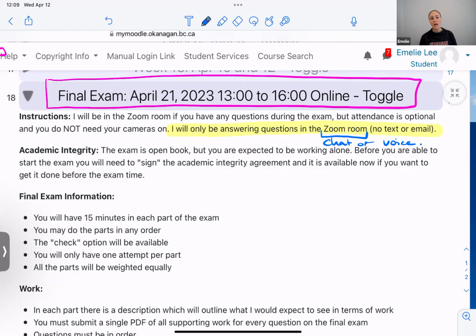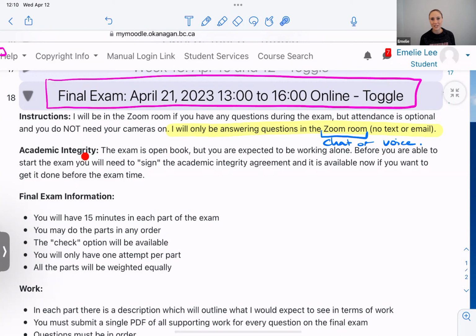I've used this final exam in the past, and so there shouldn't be any issues with it. But if there are any problems with a question or anything like that, I will be announcing it in the Zoom room. So obviously, if you're not there, then you won't hear that. Hopefully, I'll tackle a lot of those potential questions today.